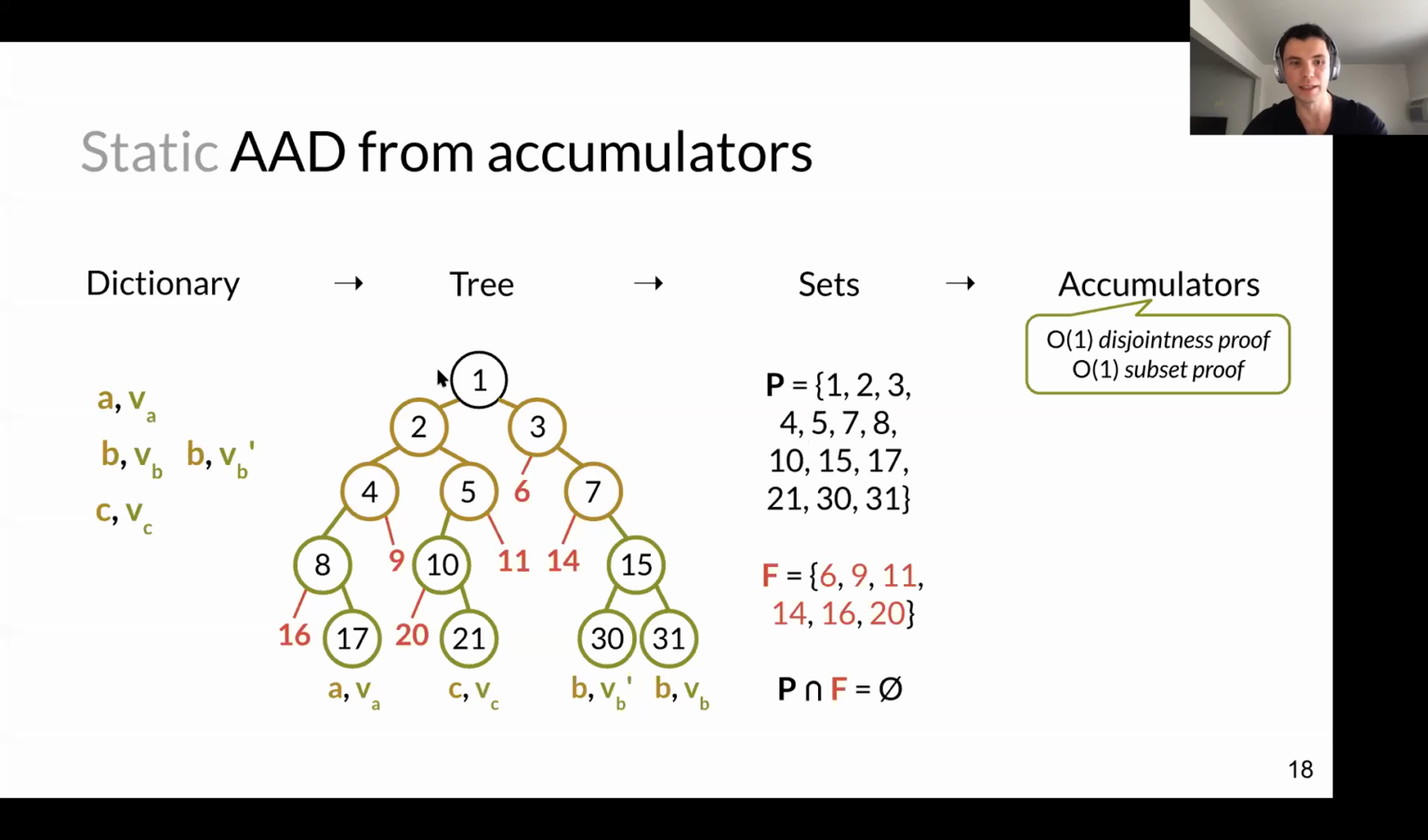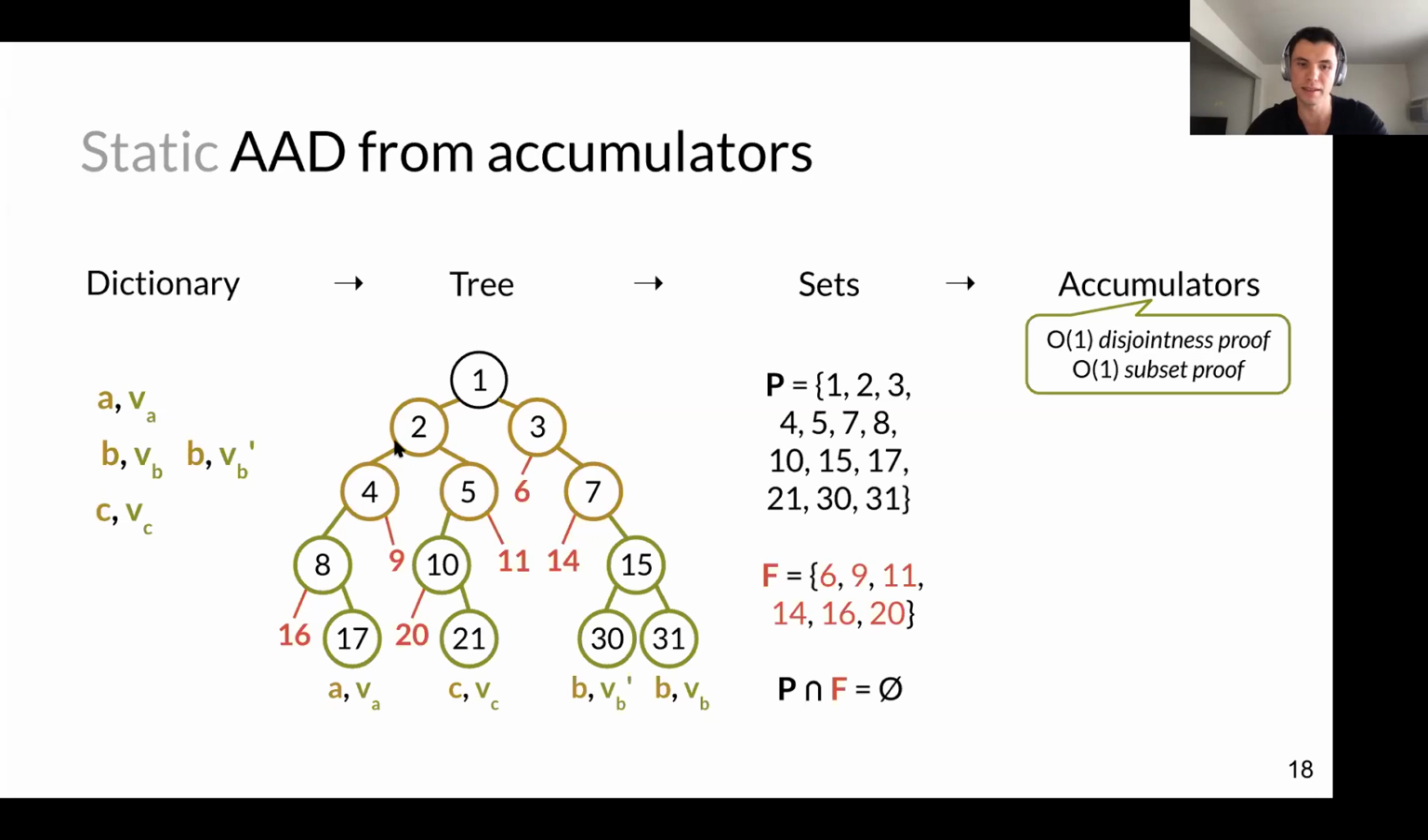And for proving inclusion of a certificate in the log or of a key value pair in the dictionary, I'll leverage the subset proof. So in order to prove, let's say, that one of the values of key B is VB, all I need to convince you is that 1, 3, 7, 15, 31 are a subset of the accumulator of P, right? And similarly, to convince you that, let's say, key D is not in, I have to convince you that 6 is a subset of F, so that means 6 is in the frontier node.